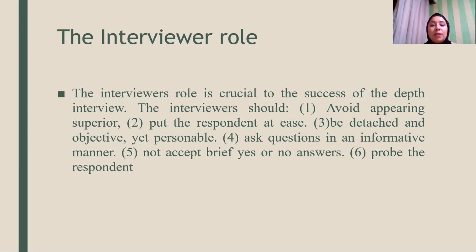What do we mean by being detached and objective? It's clear. The interviewer, when he's asking about something, knows a lot of information about it, but that doesn't mean by all means that he should be subjective, or he should move the respondent into a different situation, or ask the respondent to answer him in a certain way.